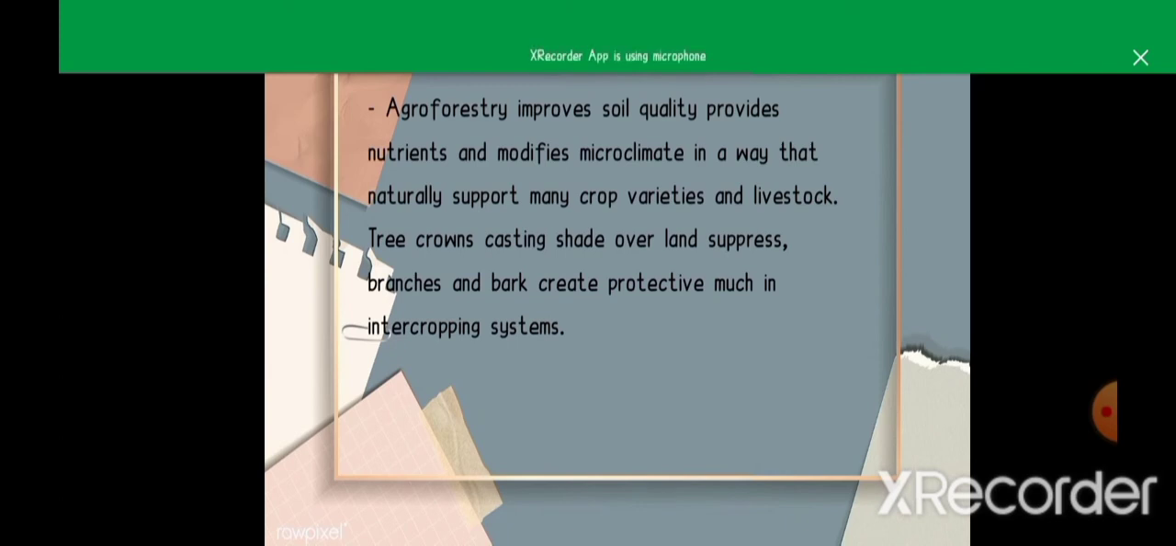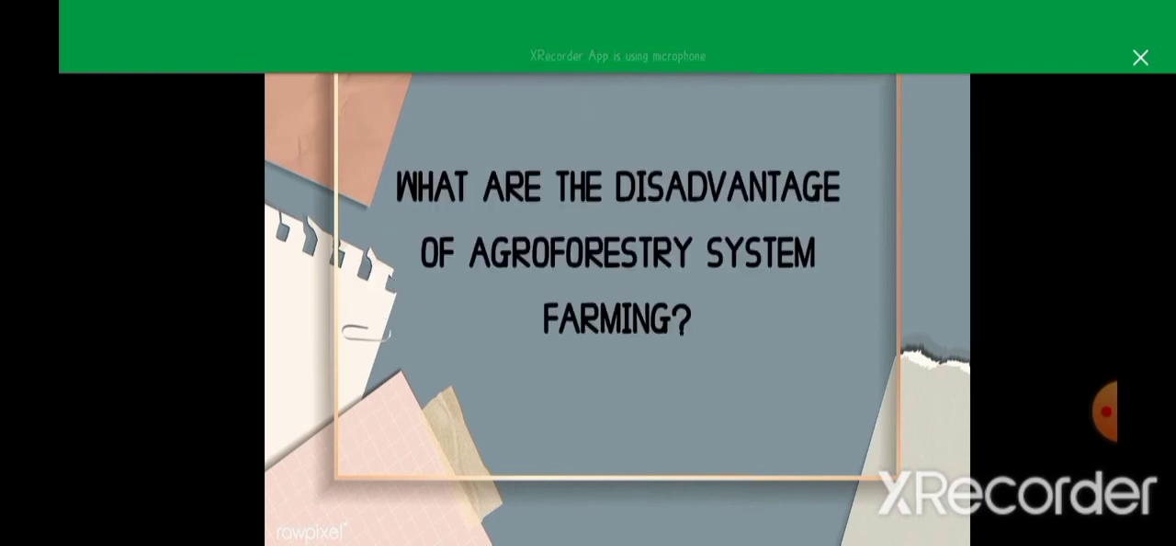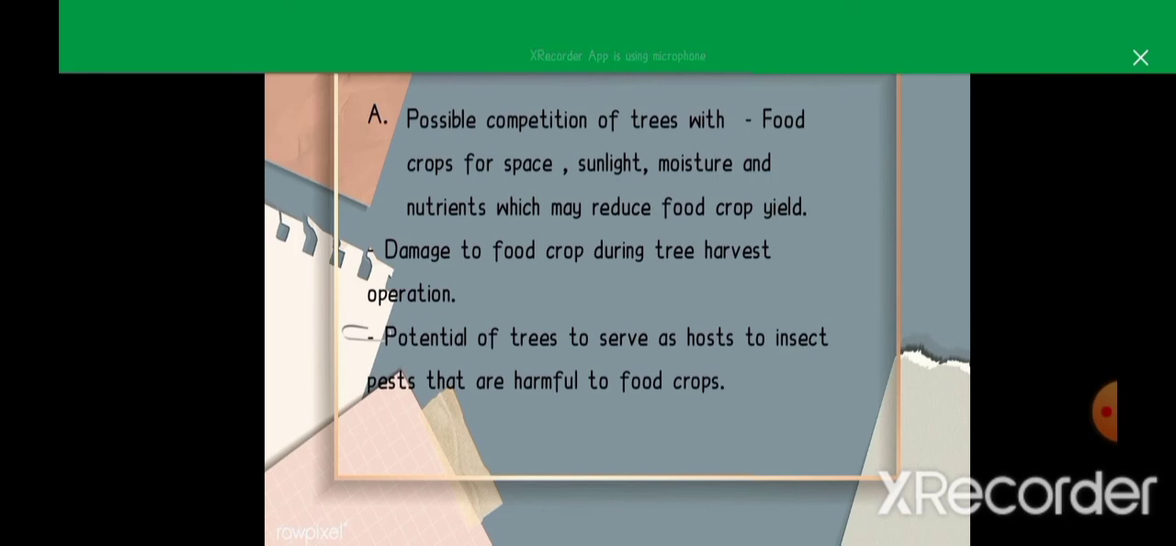It improves soil quality and provides nutrients to the soil. It supports many varieties and livestock. So, therefore, agroforestry system gives greater harvest because of the soil nutrients quality, the variety of crops and livestock. What are the disadvantages of agroforestry system farming? A possible competition of trees with food crops for space, sunlight, moisture, and nutrients which may reduce food crop yield, damage to food crops during tree harvest operation, and the potential of trees to serve as host to insect pests that are harmful to food crops.